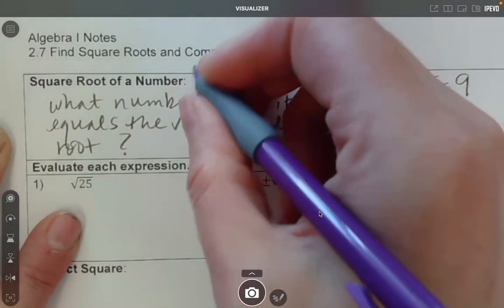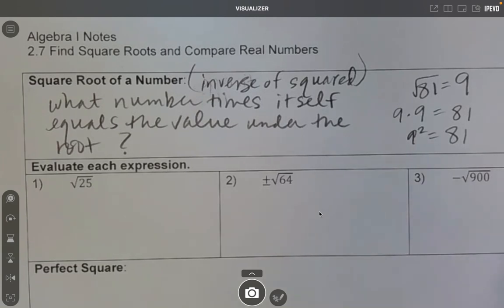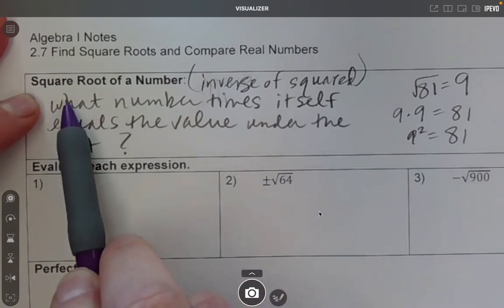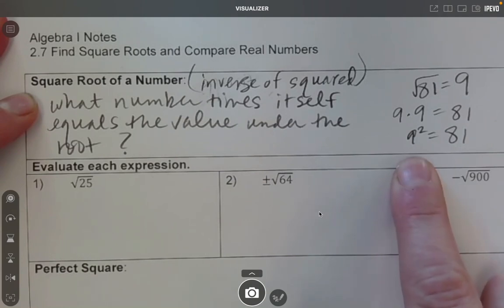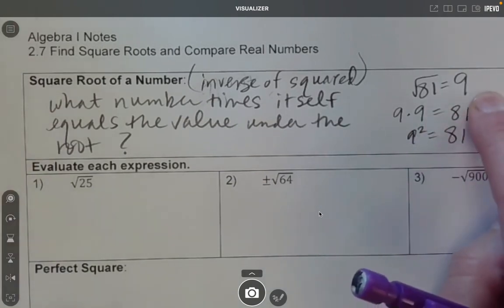Okay, so we have this idea that it's the inverse of squared. So that goes back to every operation that we have in math has an inverse. So if we're adding, the inverse is subtraction. If we're multiplying, the inverse is dividing. So if we have a square root of a number, that is the inverse of squaring something. So instead of taking 9 and squaring it and getting 81, if we take a square root of 81, that brings us back to the 9.